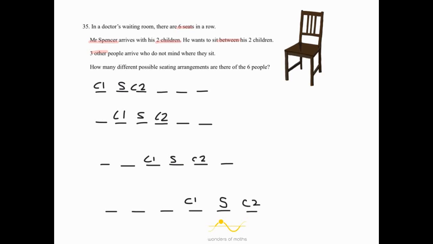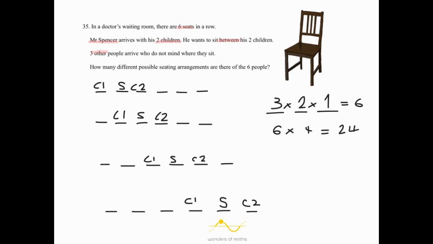Now what happens to the other 3 people who want to sit on the chairs? We have already discussed how to do this in class, so let's say there are 3 chairs. For the first one there are 3 possibilities. That leaves 2 people for the other seat, and the last person can sit on the final seat. Multiply these all together and we get 6 possibilities. 6 multiplied by the 4 possibilities that Mr. Spencer can sit gives us 24.